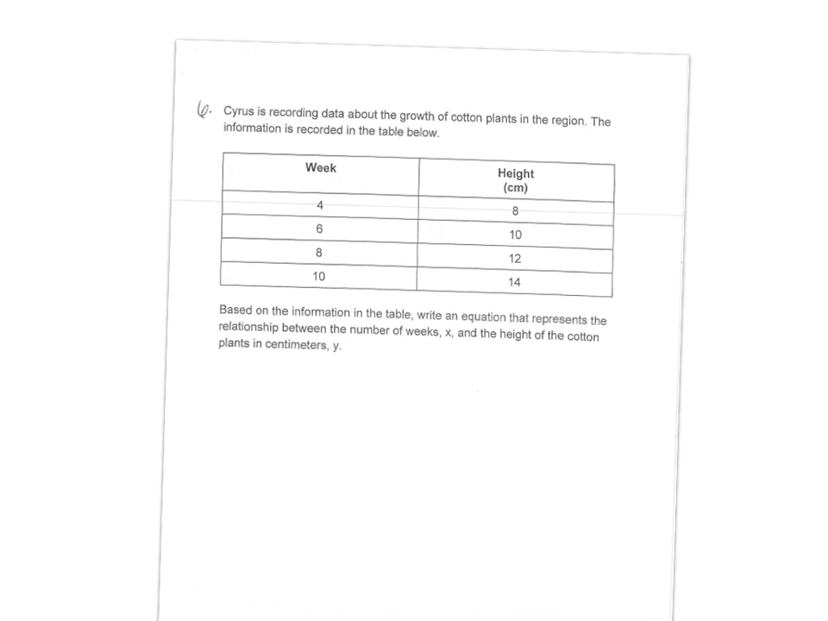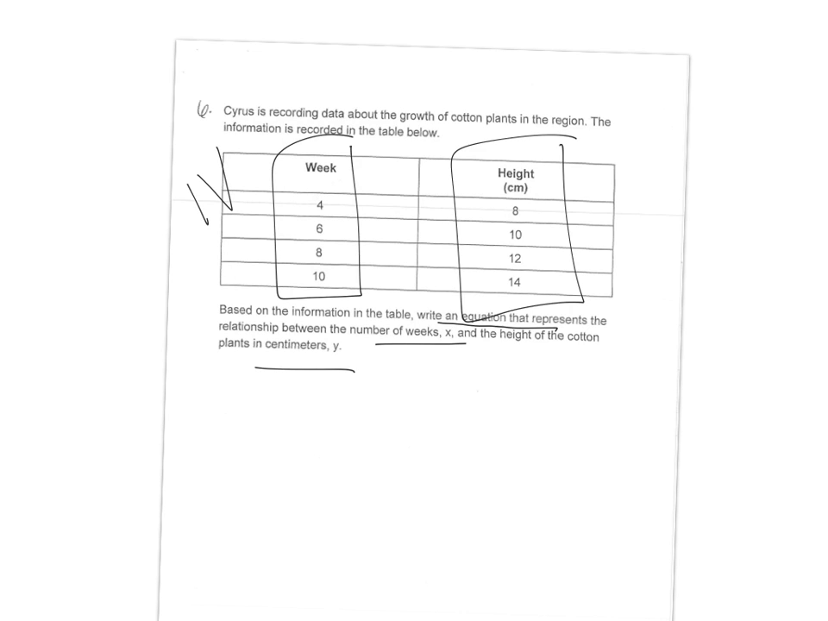Pretty easy. Okay, Cyrus is recording data about the growth of cotton plants in the region. The information is recorded below. So we have weeks over here. This is how many weeks, and this is how tall it is. Based on the information in the table, write an equation that represents the relationship between the number of weeks X and the height of the cotton. Okay, so what is my independent and what's my dependent? Is my cotton going to grow, or do the weeks have to pass by? The weeks have to pass by. So this is my independent variable. This is my dependent variable. Okay? This is my Y.